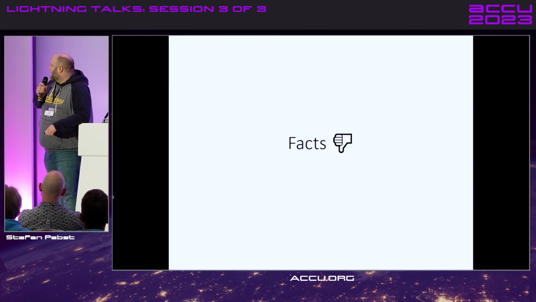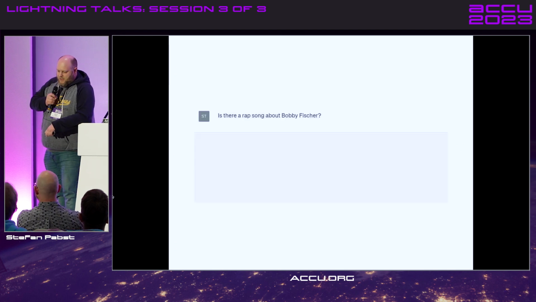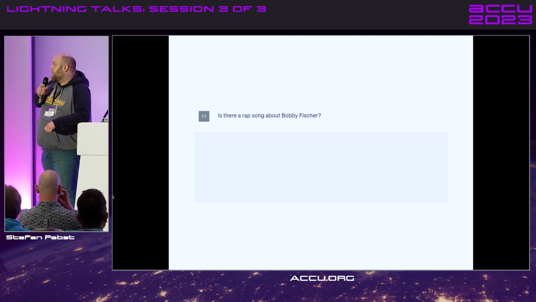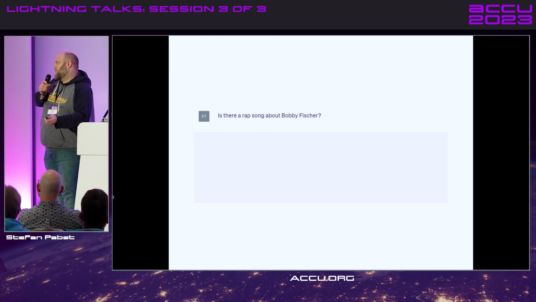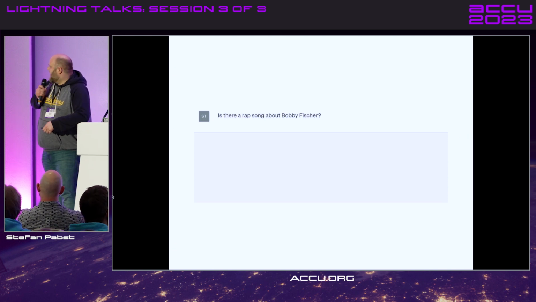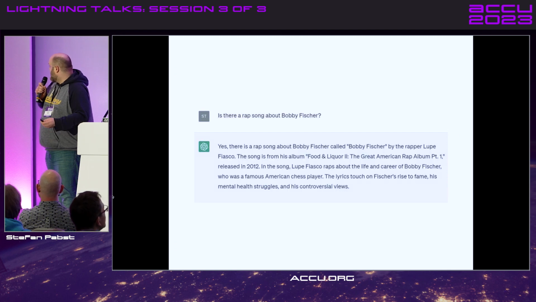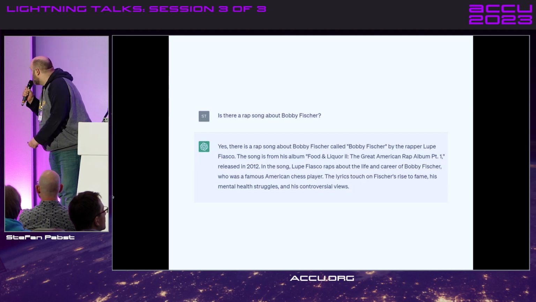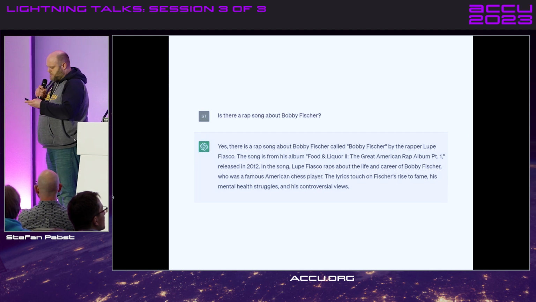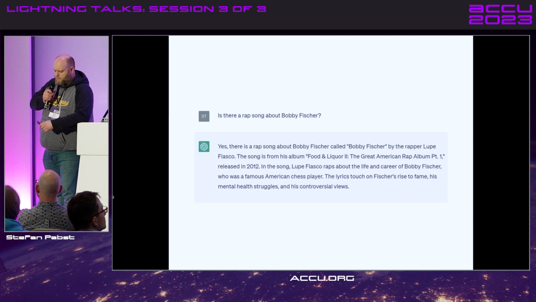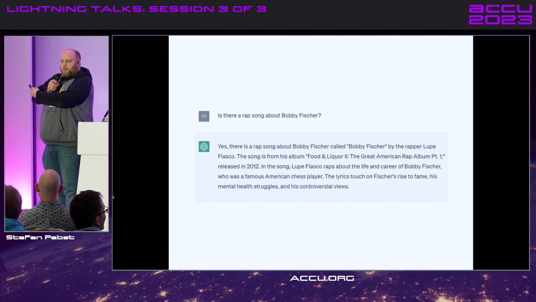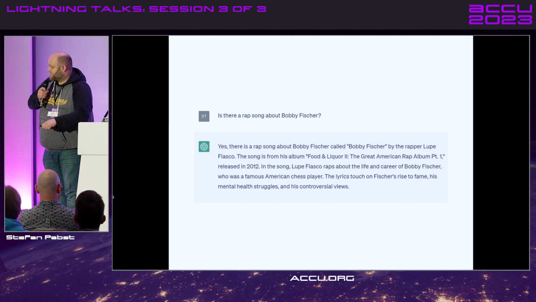Facts, we've heard about that before. This is my favorite example. I saw 2 people talking on YouTube about chess, and one said, I heard about Bobby Fischer as a kid in a rap song, but I don't remember the rapper. So I thought, I'd give it a try. Is there a rap song about Bobby Fischer? And sure there is. Bobby Fischer is a song by Lupe Fiasco in his album Food and Liquor 2, 2012. It even sums up the content of the song, says here mental health struggles of Bobby Fischer's in there, and guess what? That's a lie, it doesn't exist. The guy exists, the album exists, but there is no such song on it.